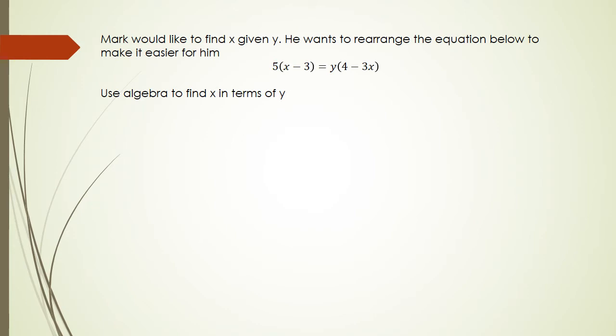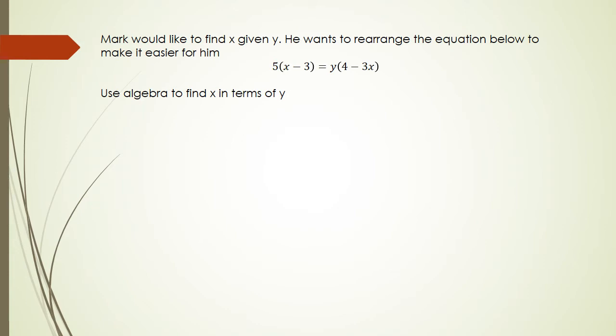Okay, so I'm assuming you've had a chance to actually have a look at this. Basically what it's saying is that Mark would like to find x given y. He wants to rearrange the equation below to make it easier for him. Use algebra to find x in terms of y. So all you've got to do is write x by itself with y on the other side. You've got to rearrange so x is by itself.